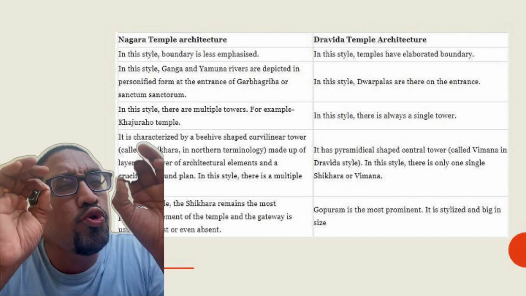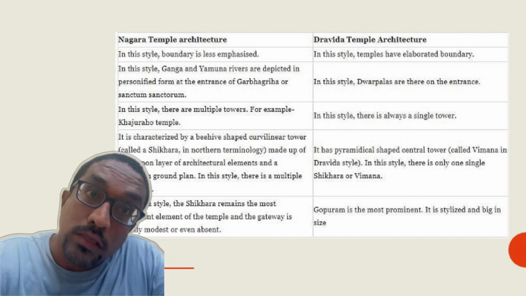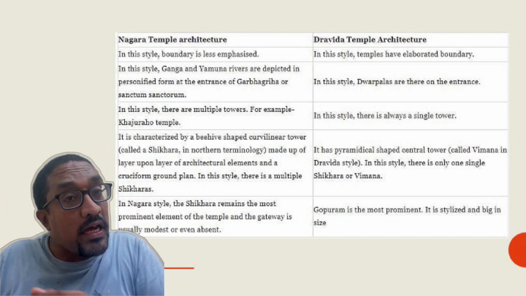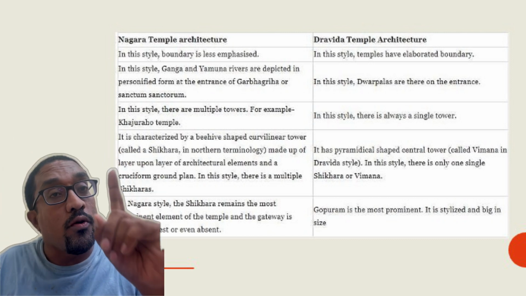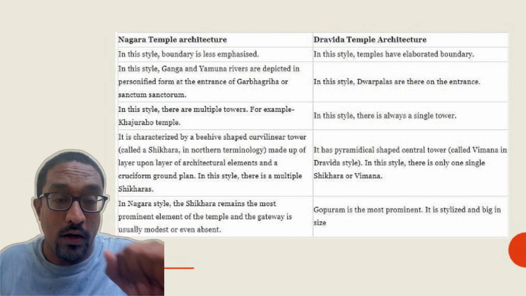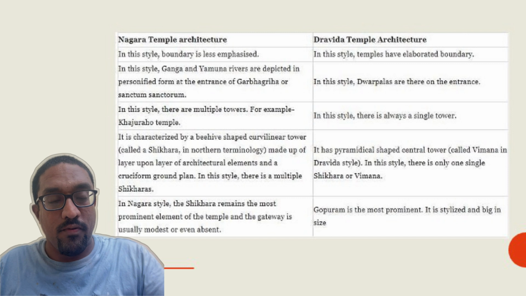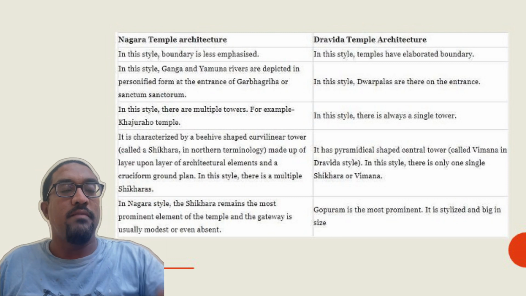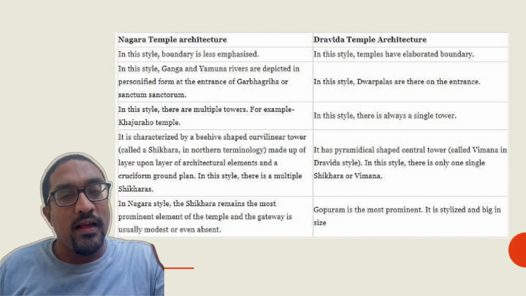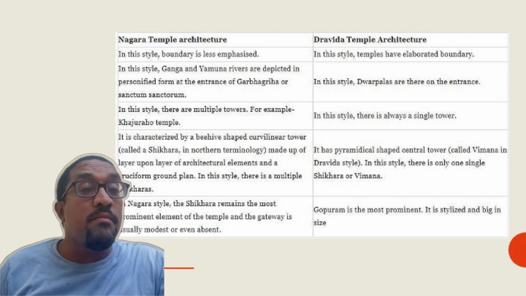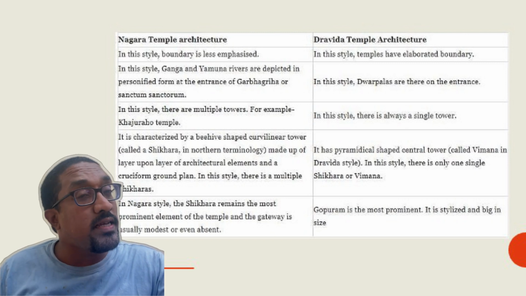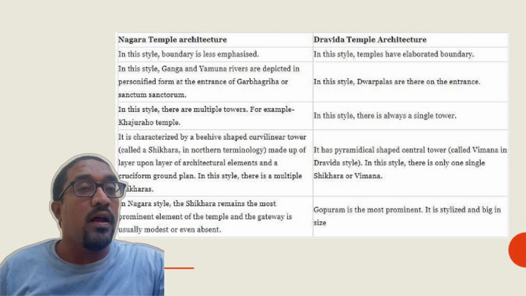In the Nagara style, the gateway is usually modest or sometimes even absent. Whereas in the Dravidian style, they have a beautiful gateway known as the Gopuram. Gopurams are very important structures in these temple styles. So that is the Nagara and Dravidian difference. And Sri Ram Mandir of Ayodhya, as I said, has been built in the Nagara format of temples.